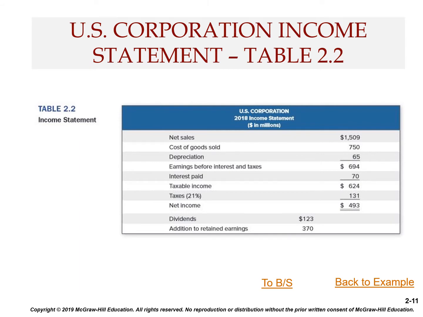So 131 are the taxes. When you subtract that from taxable income, that ultimately gives you net income. Now, there's two things you could do with net income. You could either put it into retained earnings or pay it out as a dividend. This company paid $123 as dividends, and the other $370 will be transferred to retained earnings.